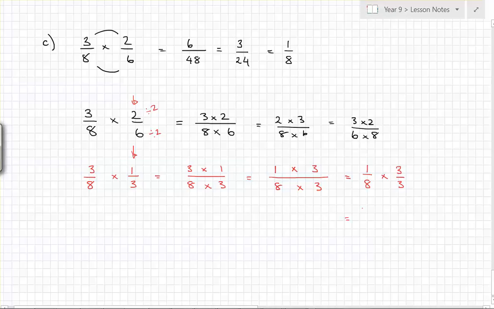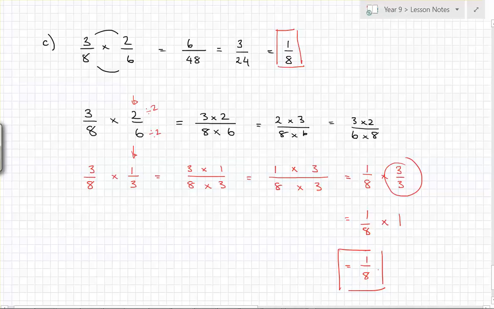Now can we simplify again? Yes. What could we simplify? The 1 over 8 can't be simplified. No, but the 3 over 3 is 1. So 3 over 3 is the same as 1. What's the answer to 1 over 8 times 1? 1 over 8, because anything times by 1 stays the same. Exactly. And look at the answer that we had eventually, and look at the answer we got when we simplified.